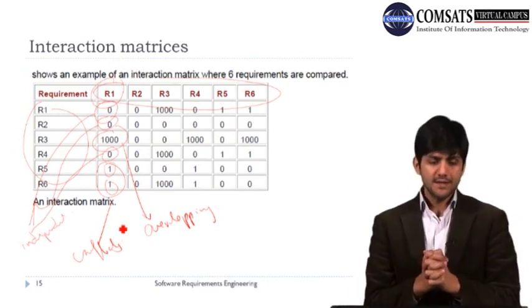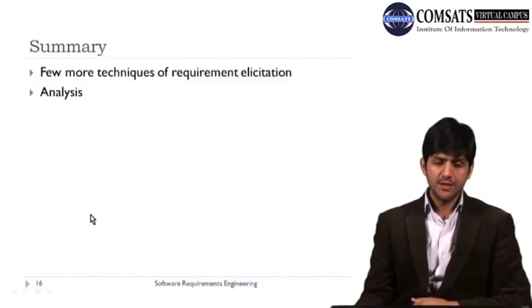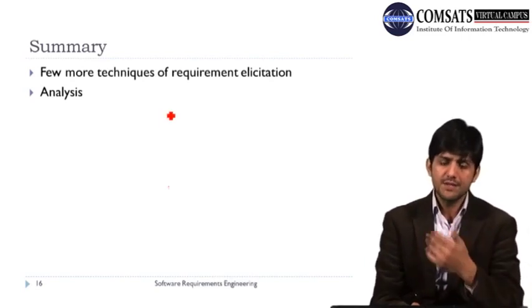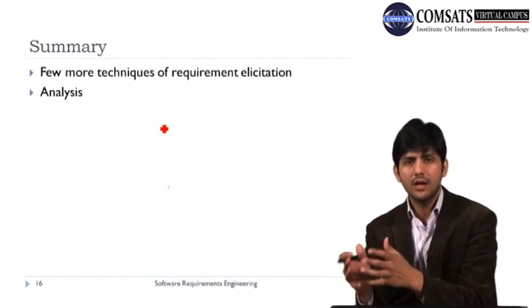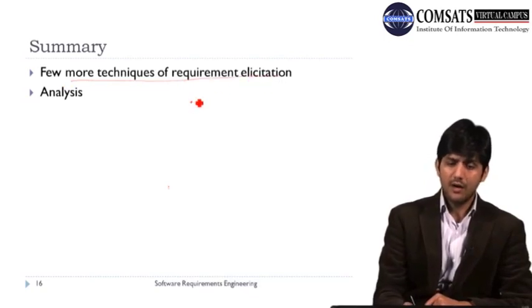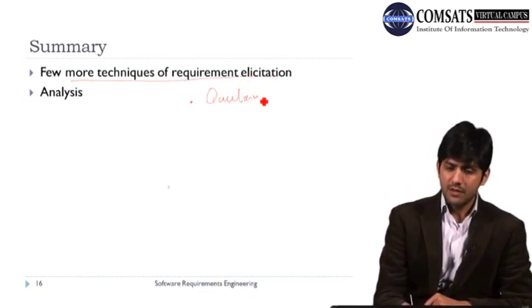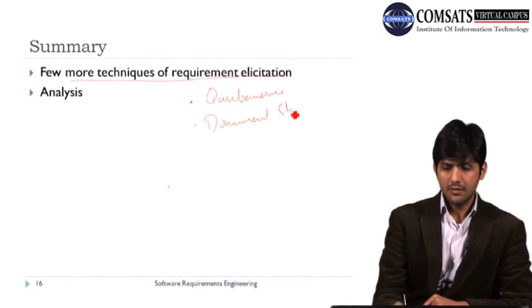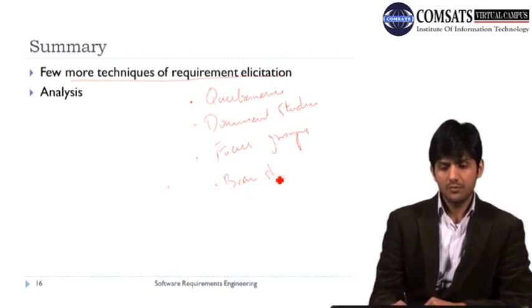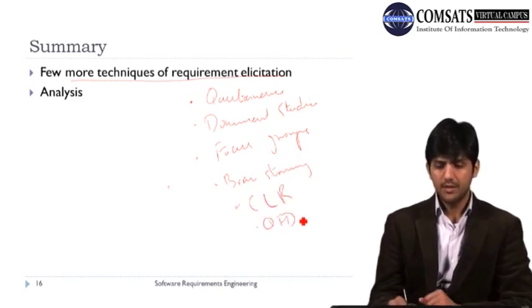So that is it for today's lecture, and let's quickly summarize what we have done. We have discussed some more elicitation techniques, and we've also talked about what requirement analysis is and why it is necessary to do analysis during elicitation. So what are the elicitation techniques that we have discussed today? We talked about questionnaires. We talked about document studies. We talked about focus groups. We talked about brainstorming. We discussed collaborative requirement gathering, and we also discussed quality function deployment.